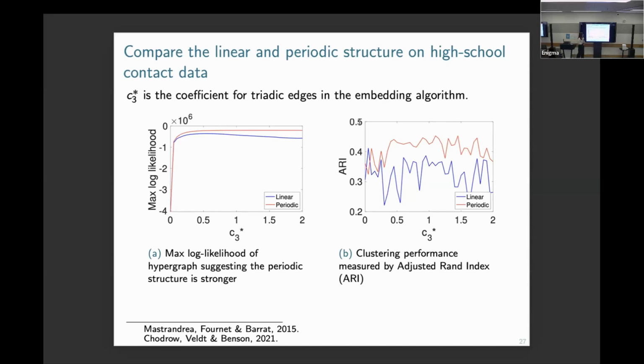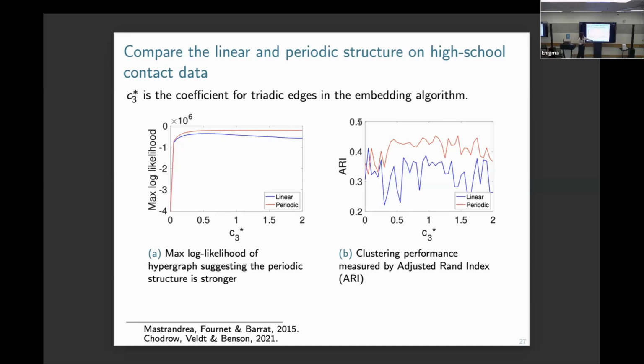So here we see the periodic version achieves a higher likelihood over our range of C3 scanned, suggesting that, as in the high school interaction, there's no marginalized group, such that the periodic clustering is a more proper way of clustering or visualizing the interactions between the students.